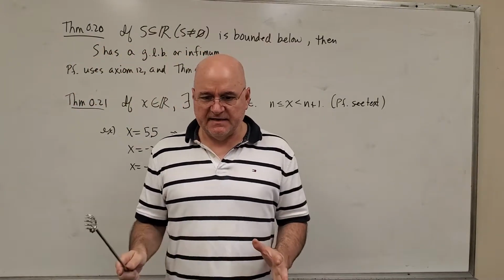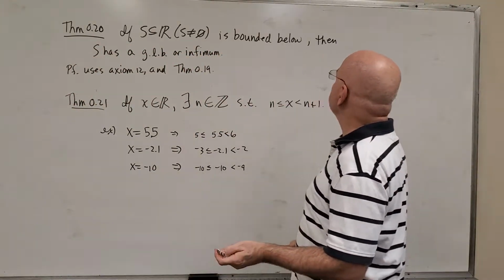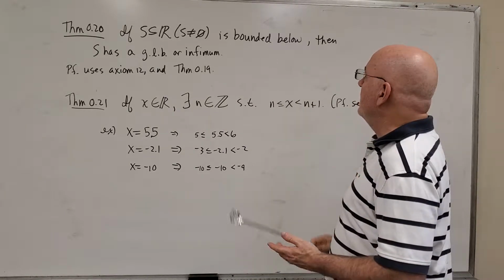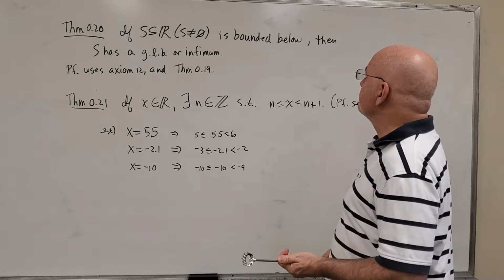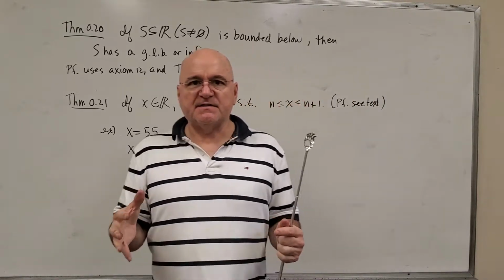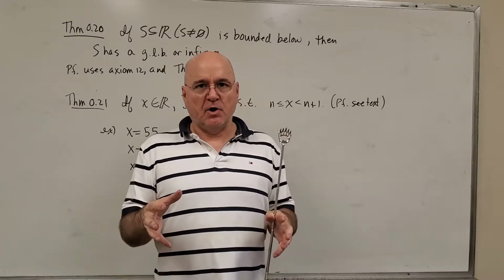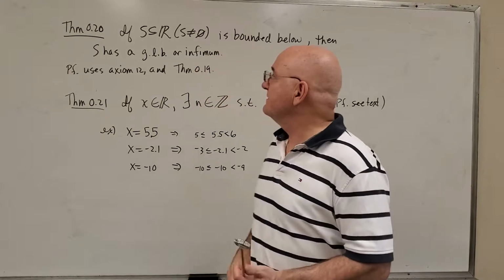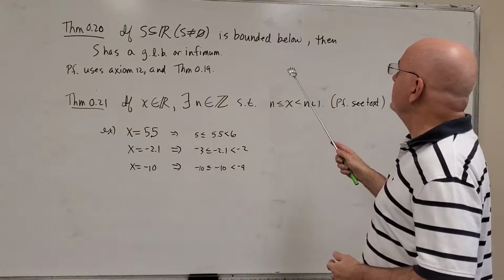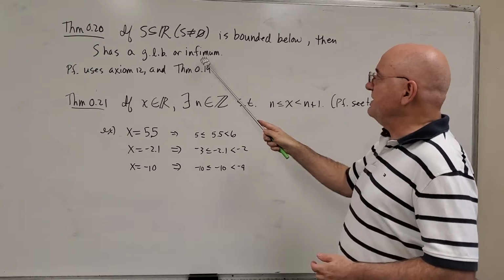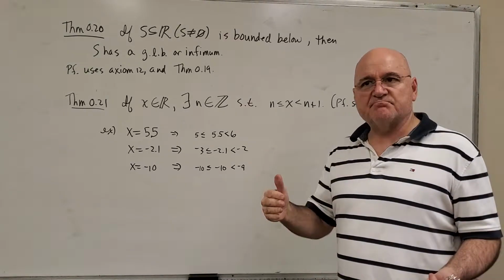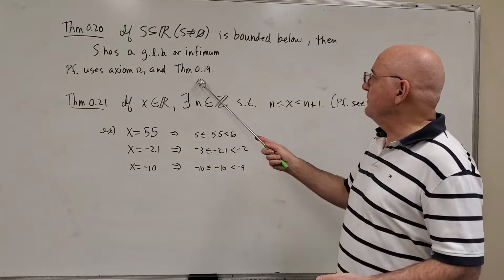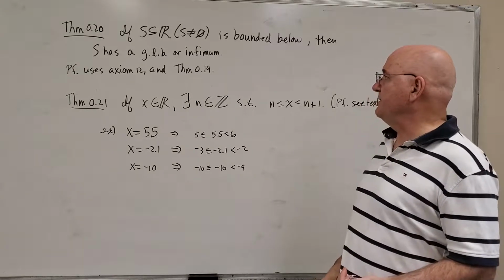Let's say you have a set S, and let's say that it is bounded below. Then consider a new set S prime where you take all of the elements of S and you negate them. That set is going to have an upper bound and a supremum. And that's part of how the proof works out using theorem 0.19.